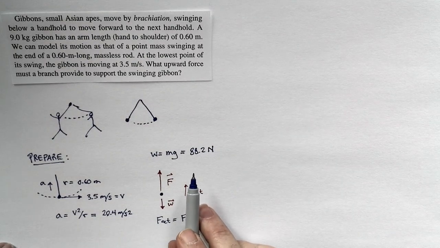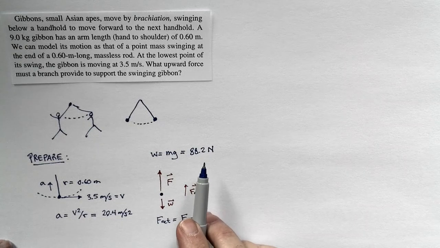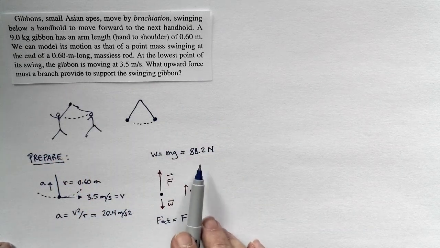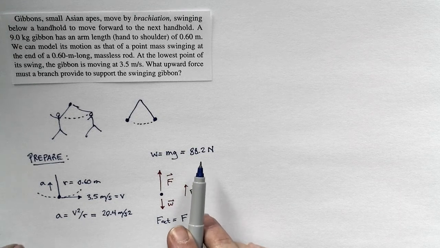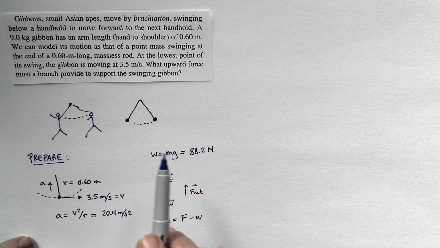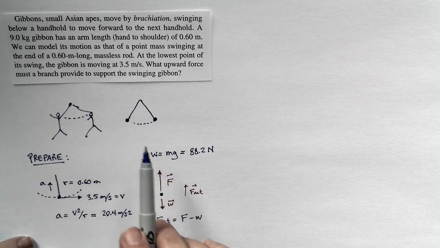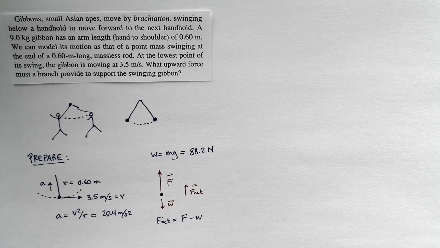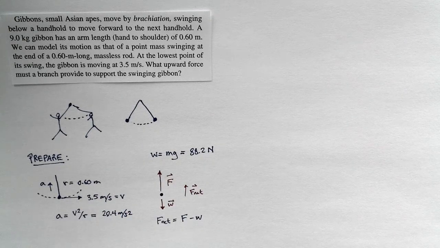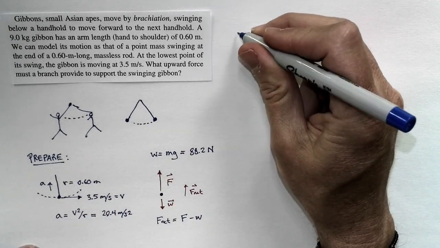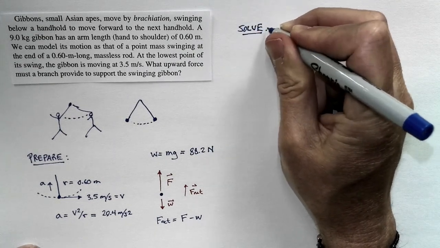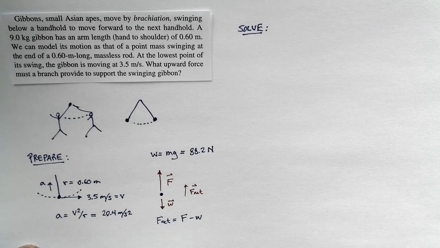And the reason I want to do this early is this. We're going to get a result at the end for a force that the branch must provide to support the weight of the swinging gibbon. And I'm expecting that force to be a couple of times bigger than the gibbon's weight, because this is a pretty significantly athletic endeavor right here. This is not something that I could possibly do. And so I'm expecting this force to be rather large, and large compared to the weight of the gibbon. Now we have everything we need to solve the problem.